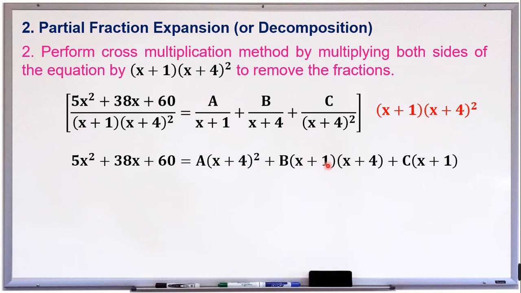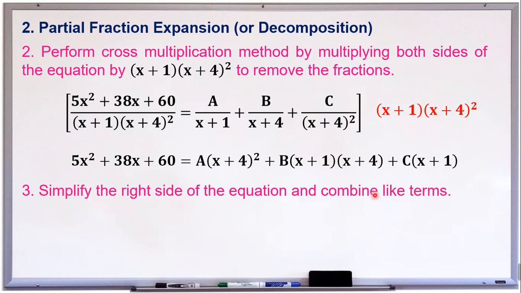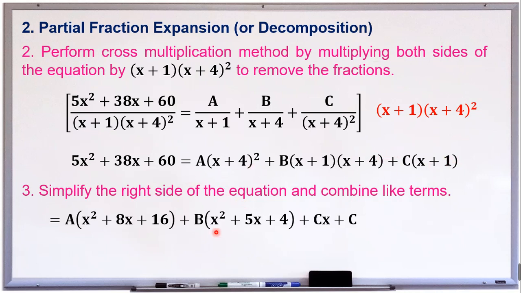The next step is to simplify the right side of the equation, which is this one. So we're going to expand the x plus 4 squared into x squared plus 8x plus 16. And then for B, we're going to multiply these two binomials. You can use the FOIL method in order to generate x squared plus 5x plus 4. And then for the last term, simply distribute C to each of the terms in this binomial. So we have Cx plus C. Next, distribute A to each of the terms in our trinomial as well as for B. So you have this expression.